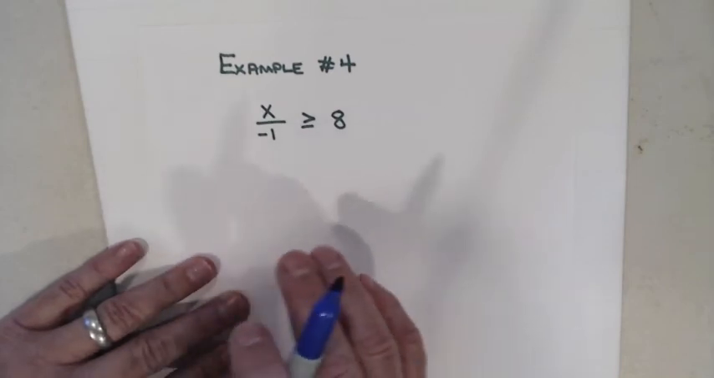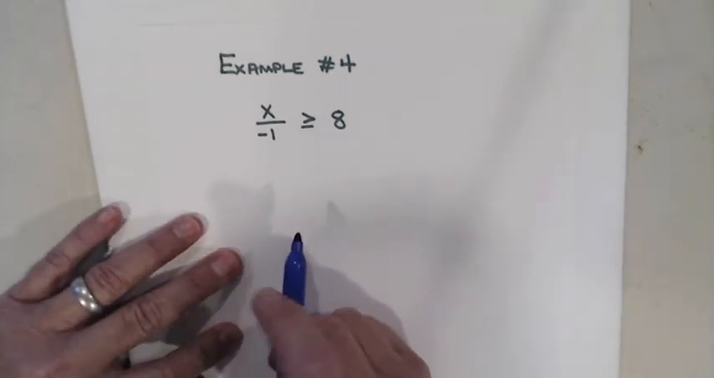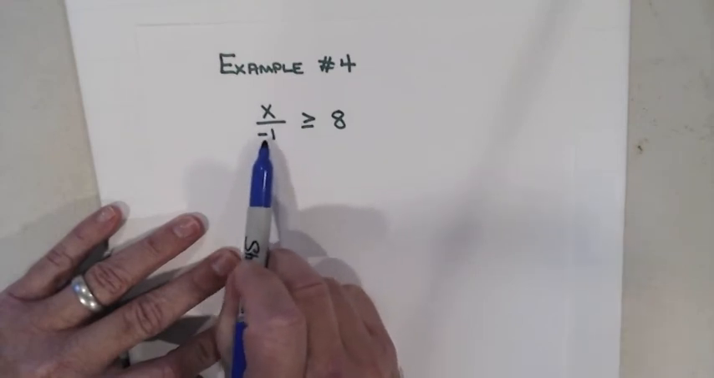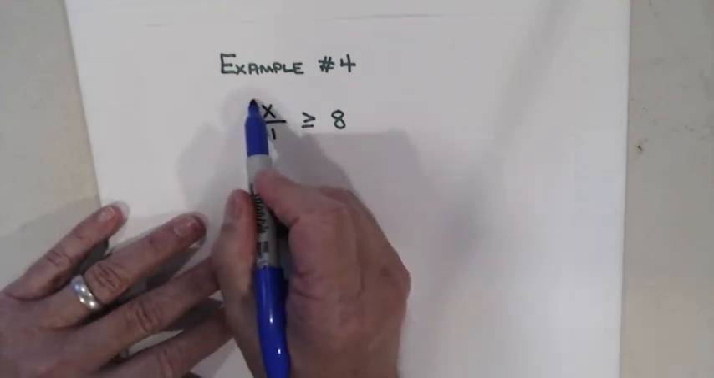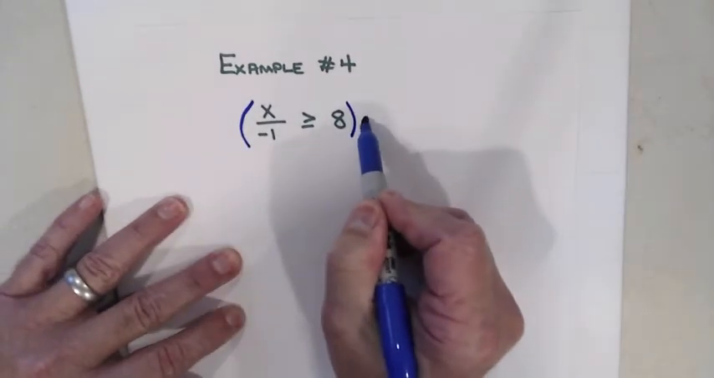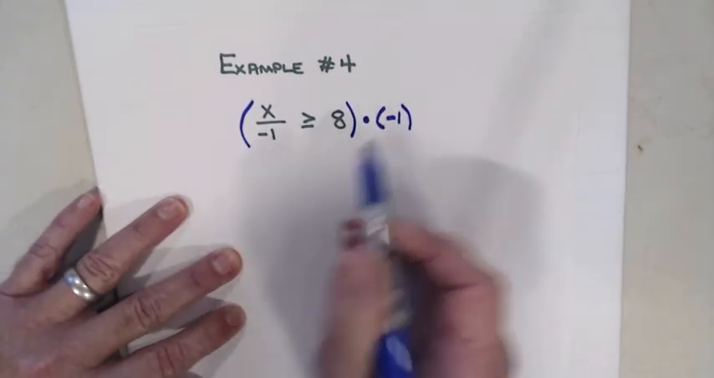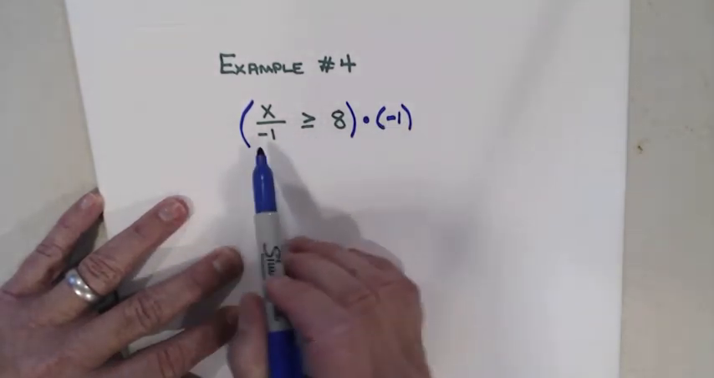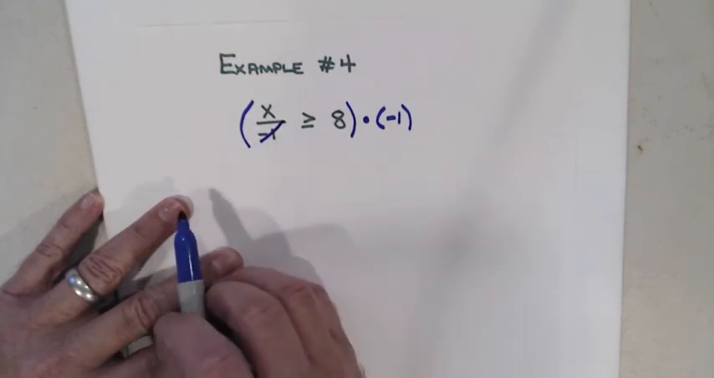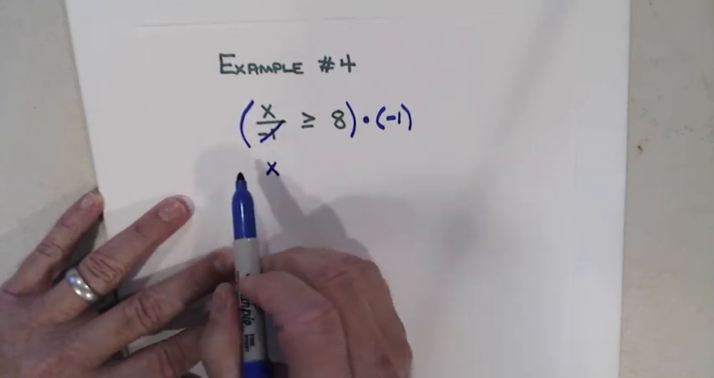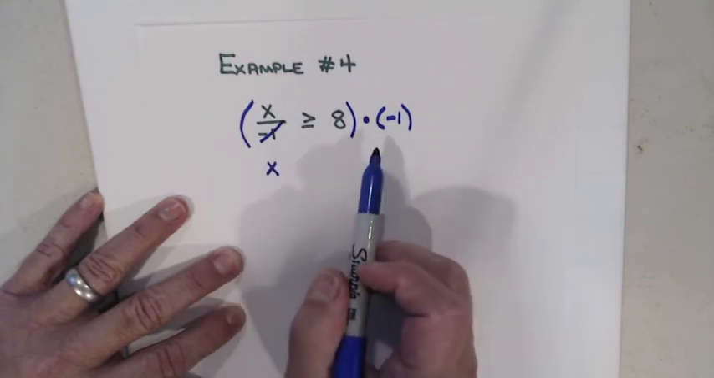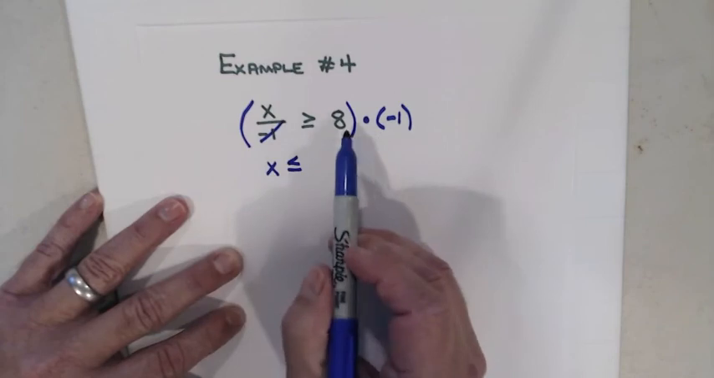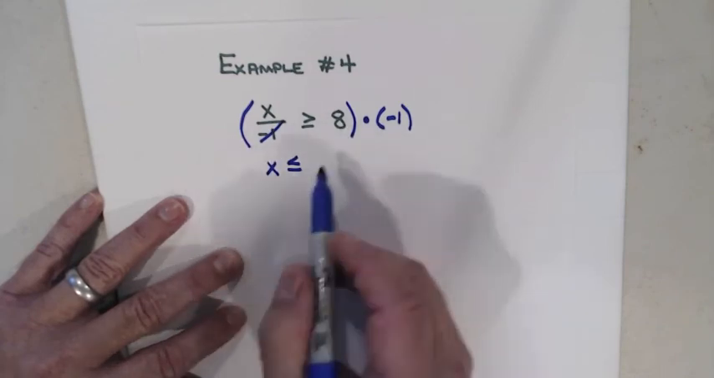Remember, these things are solved just like equations. To solve an equation or an inequality, I do the opposite. The opposite of dividing by -1 is multiplying by -1. And I'm going to multiply both sides by -1 like this. This is going to cancel out this divided by -1. Remember, if I multiply or divide both sides by a negative number, this inequality symbol switches around. And then I take 8 and multiply it by -1.